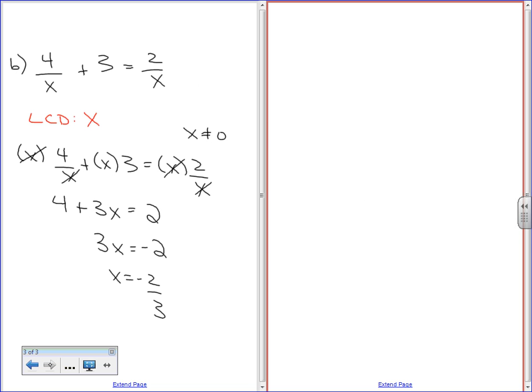Next example. So the question's going to get a little bit harder, but the concept is exactly the same. We want to identify the common denominator and then multiply everything by that common denominator. The whole purpose of doing that is to get rid of the denominators and then state any restrictions on the variables and then solve the equation.